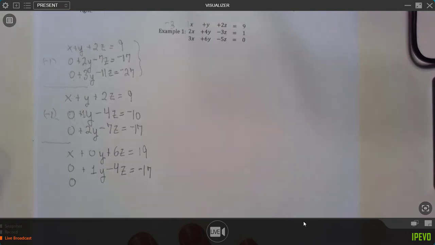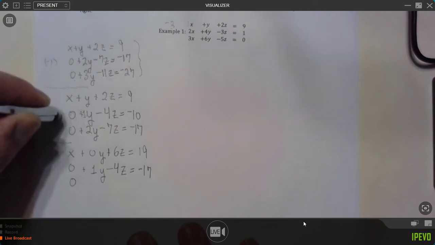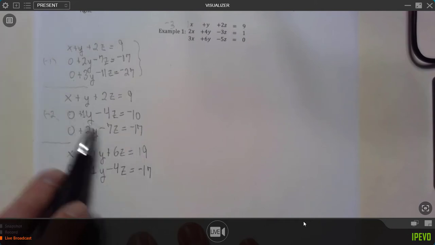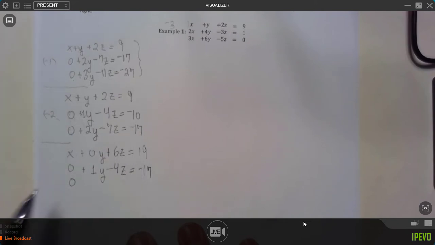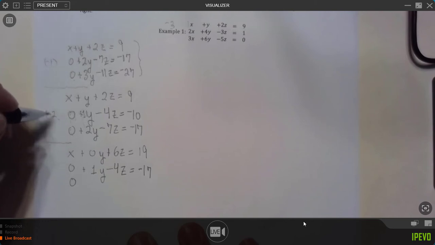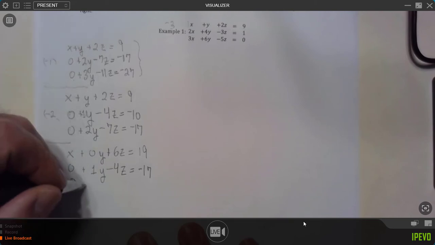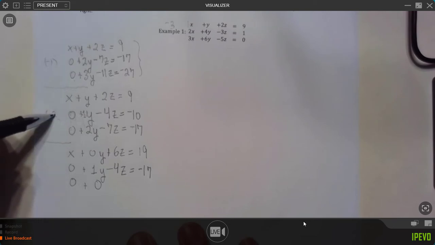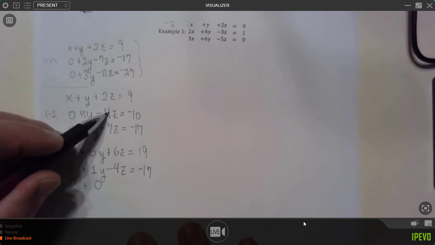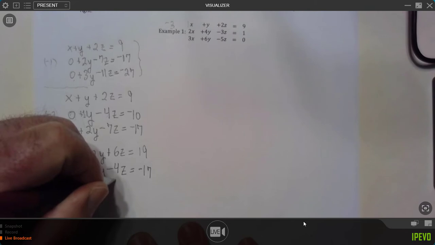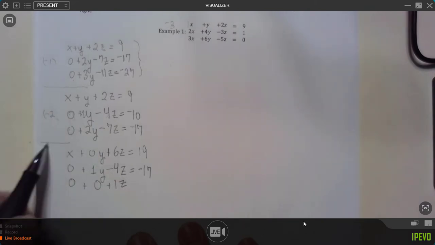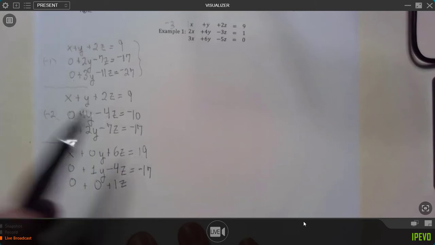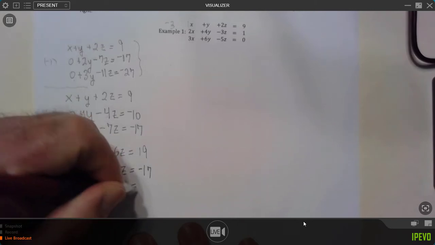And then we're going to take a minus 2 times this row, add it to this row, and that's going to go down to the bottom here. So I have minus 2y plus 2y, that produces a 0. Of course it does, that's why we're doing this. Then minus 2 times minus 4 is 8, minus 7, 1z. Or you could just say z, that'd be fine. And 20 minus 17, I get a 3 here.